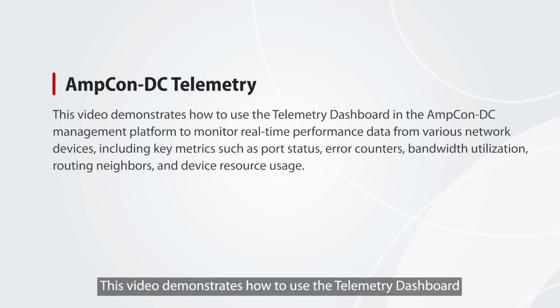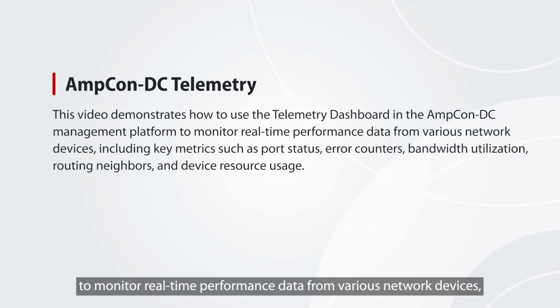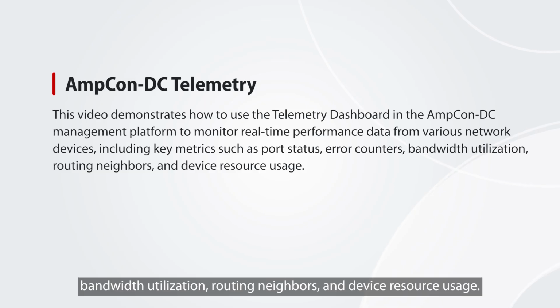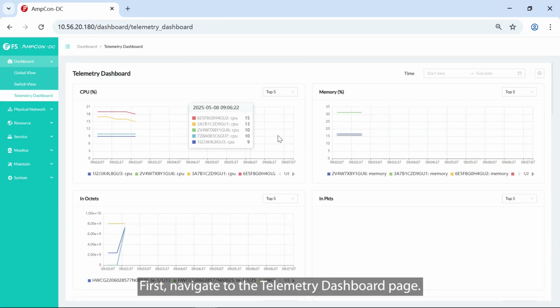This video demonstrates how to use the Telemetry Dashboard in the AmpCon-DC Management Platform to monitor real-time performance data from various network devices, including key metrics such as port status, error counters, bandwidth utilization, routing neighbors, and device resource usage. First, navigate to the Telemetry Dashboard page.